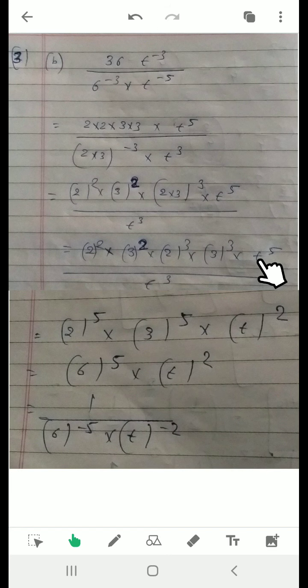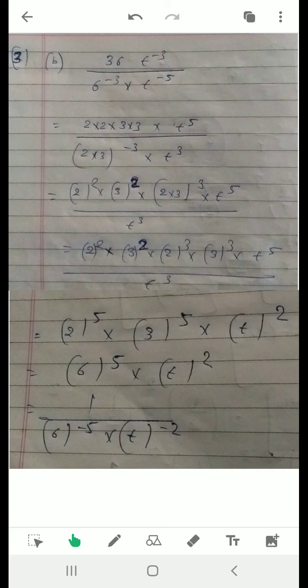And in the numerator t power 5, in the denominator t power 3. Now they both are in divide, so powers will be subtracted. So t power 5 minus 3 will be 2. Okay. Now you can see their powers are same, then again the bases will be multiplied, then it will be 6 power 5 multiply t power 2. But the answer is in positive, so we will convert into negative by again reciprocal. So 1 upon 6 power minus 5 multiply t power minus 2, that will be the final answer.